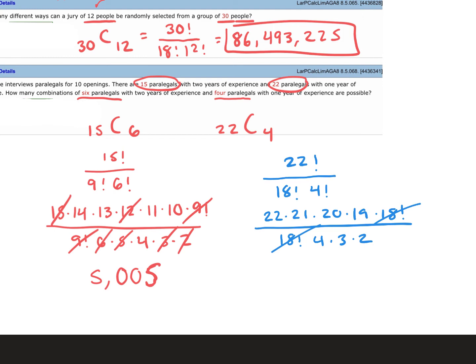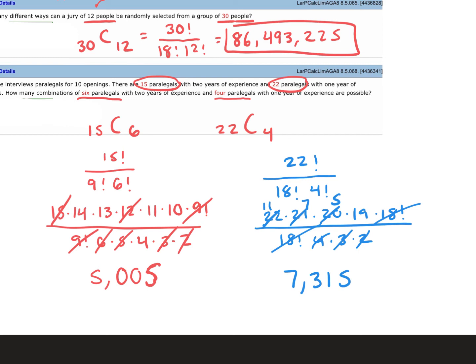4 and 3 are 12. We can't cancel that out. Look, 4 goes into 20 5 times. 3 goes into 21 7 times. And 2 goes into 22 11. So 11 times 7 times 5 times 19 is 7,315.